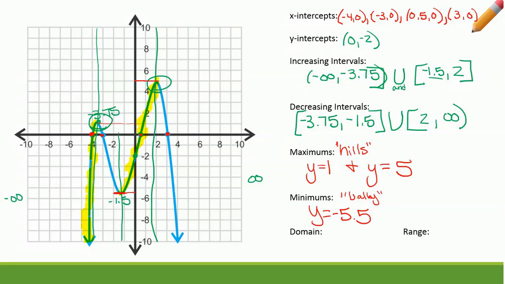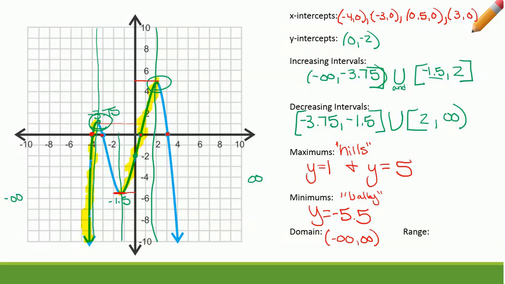Now, what about our domain? It looks like our domain goes from negative infinity to infinity, right? We're covering all the negative x values because this is going to keep opening up, and I'm going to cover all the positive x values. So I'm going from negative infinity to infinity.